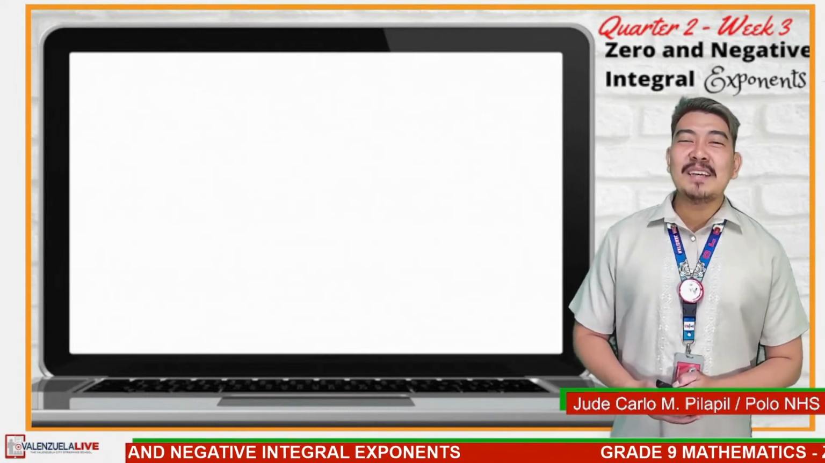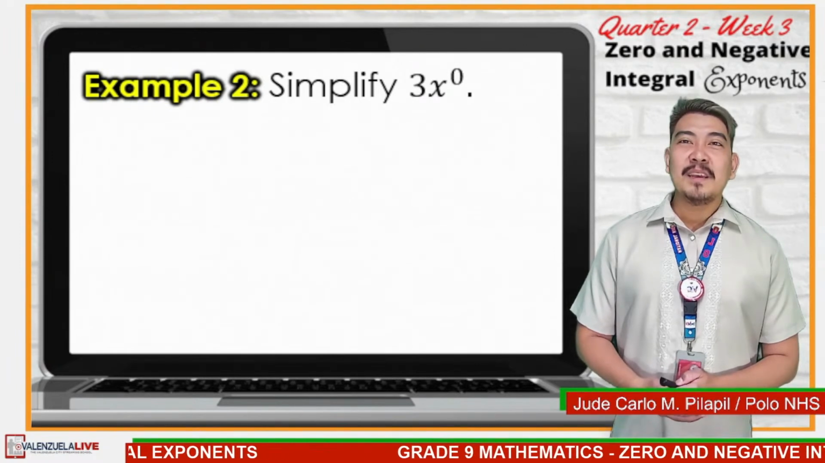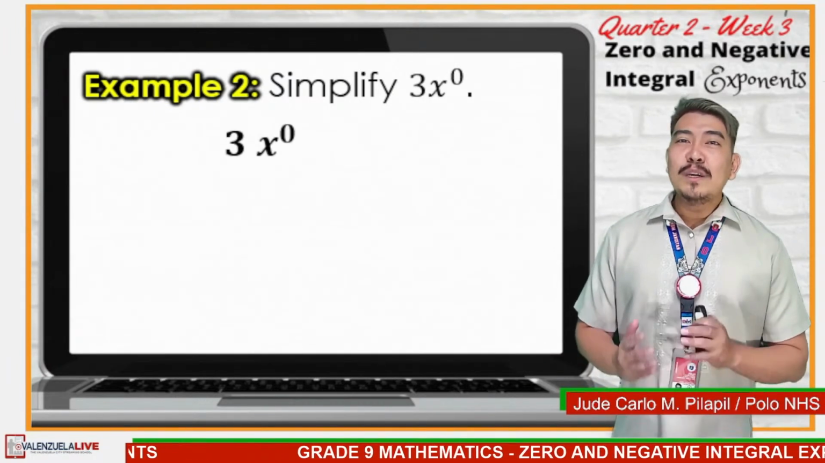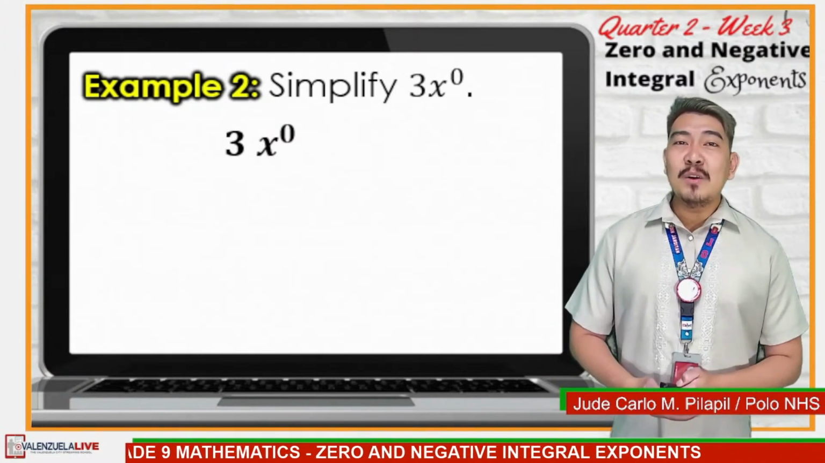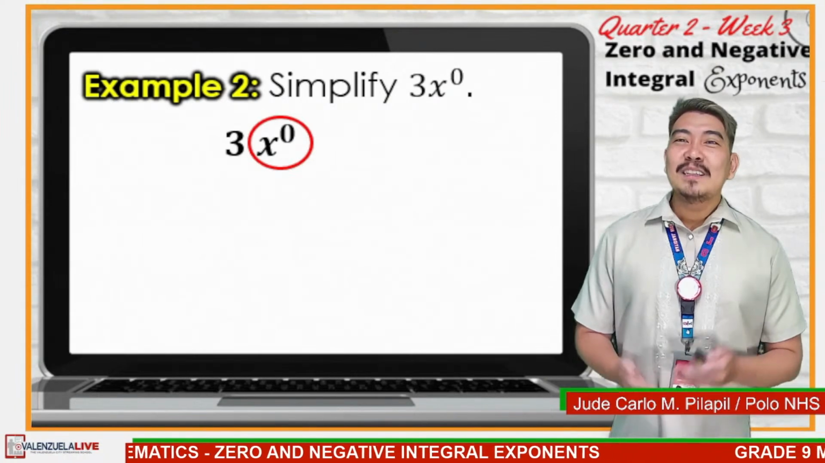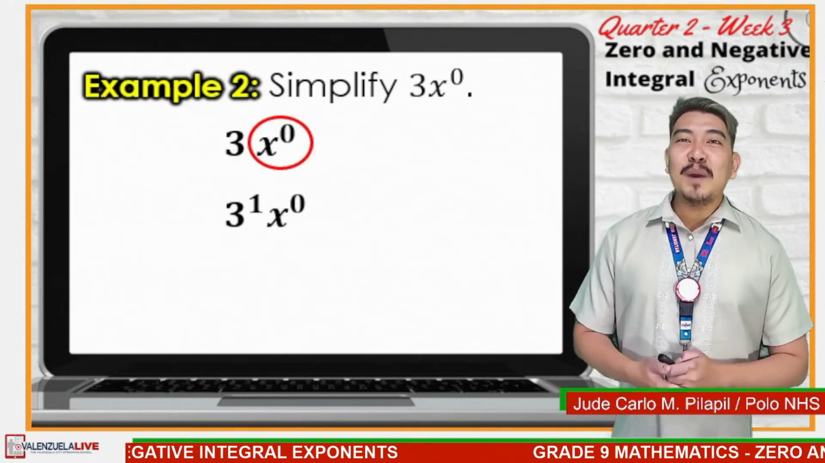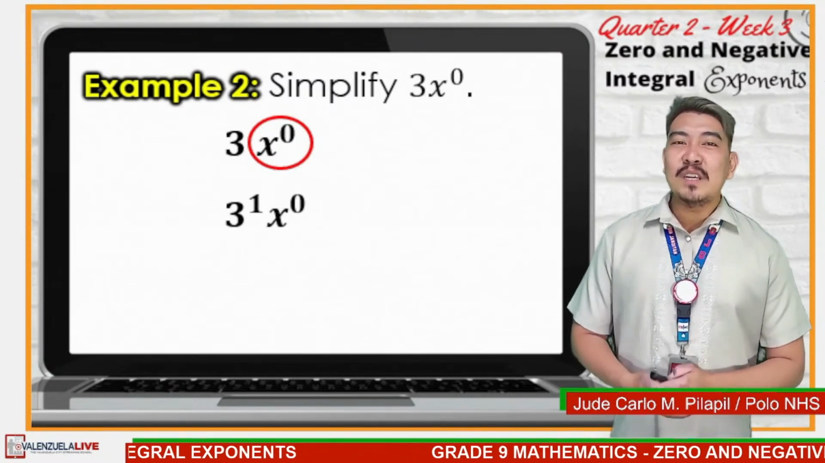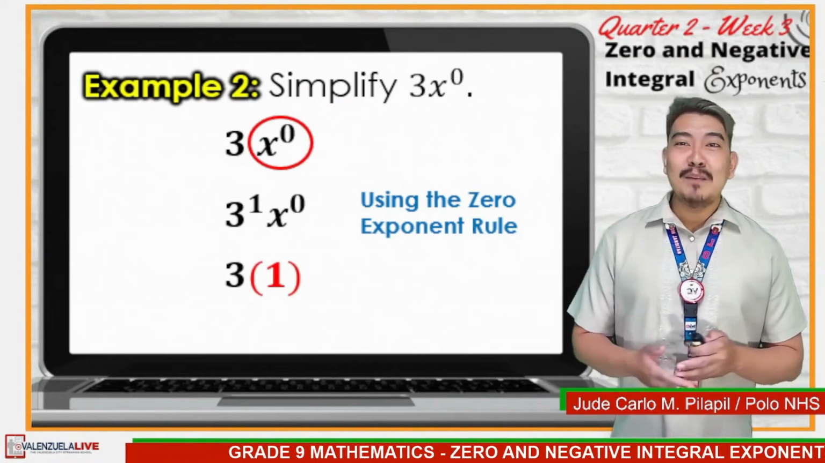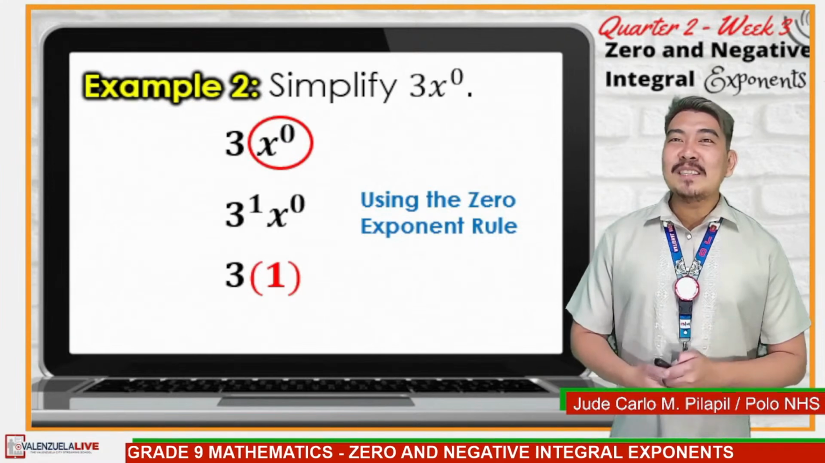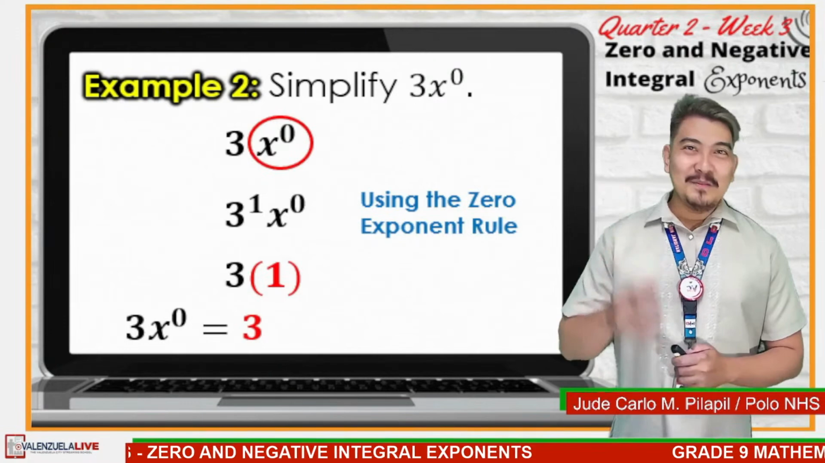Next example, example number 2. Simplify 3x raised to 0. In 3x raised to 0, we should take note that the only expression or factor raised to 0 is x. The exponent of 3 is 1. Using the zero exponent rule, x raised to 0 is equal to 1. Thus, we have 3 times 1. So therefore, we can say that 3x raised to 0 is just equal to 3.